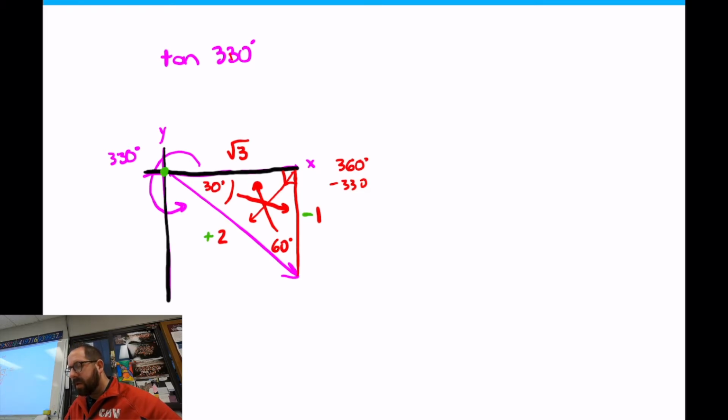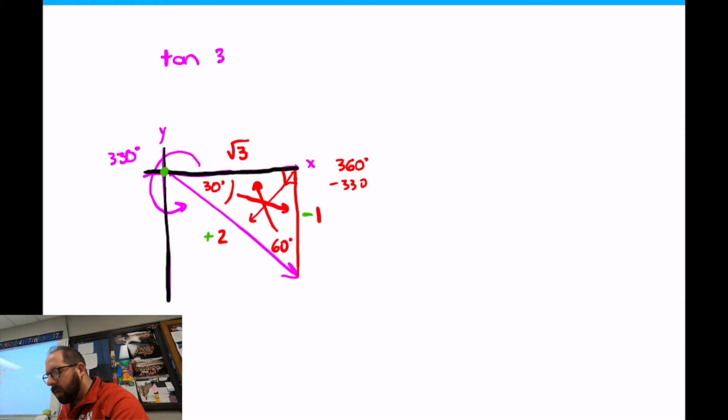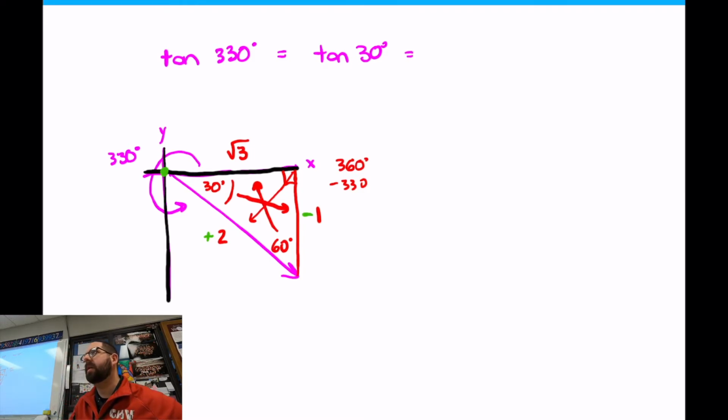Now, doing the tangent. What we're doing is the tangent of 330. That's the whole goal, to find the exact answer of this. Well, that's the same thing as the tangent of 30 degrees in the fourth quadrant. So if you use your calculator, don't type in tangent of 30, because it will give you a positive number.